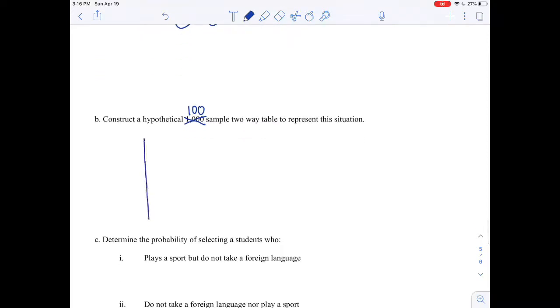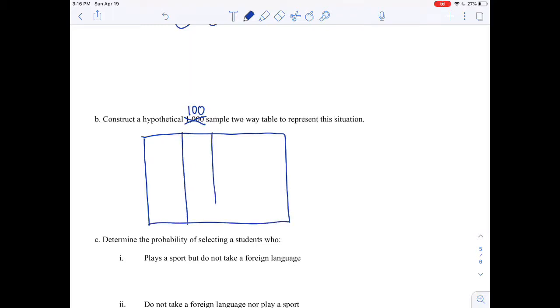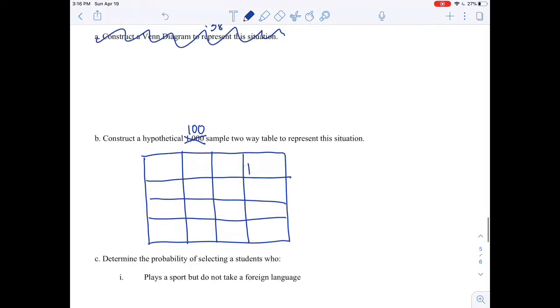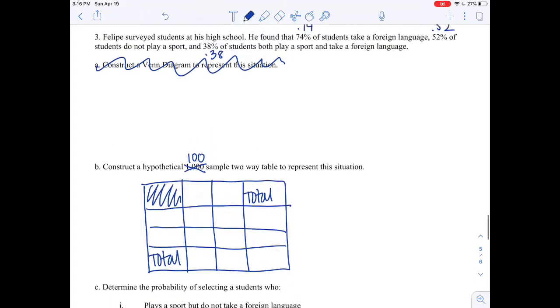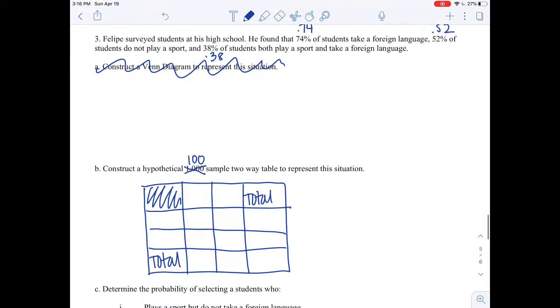Okay, so recap. How do you set up this two-way table? So you're going to make a box. You're going to put 3 lines down. You're going to put 3 lines across. Okay, the totals are going to go in the far right and across the bottom. Nothing goes in the top left-hand corner.